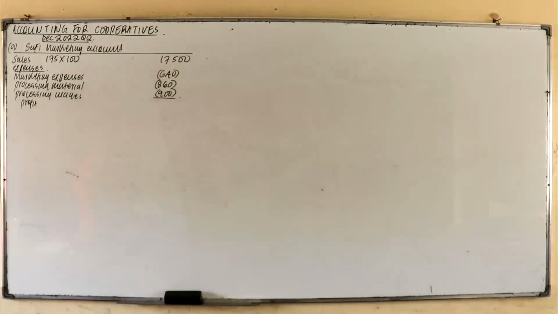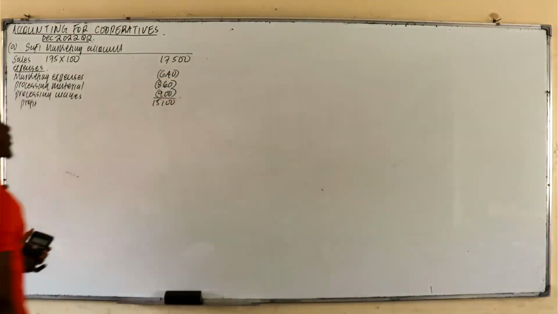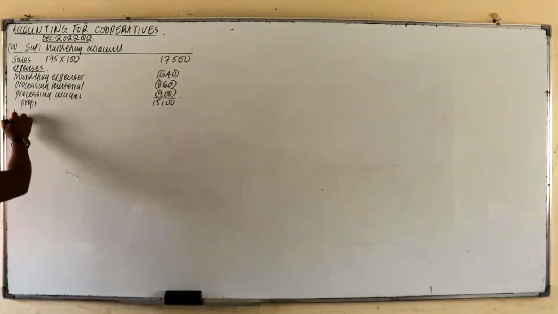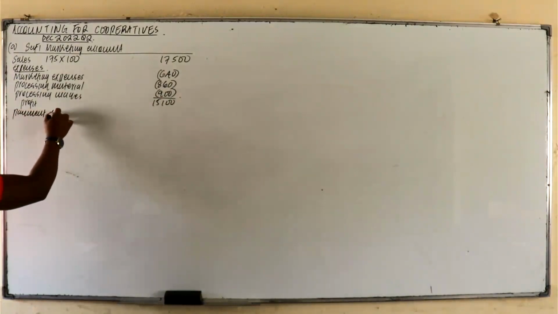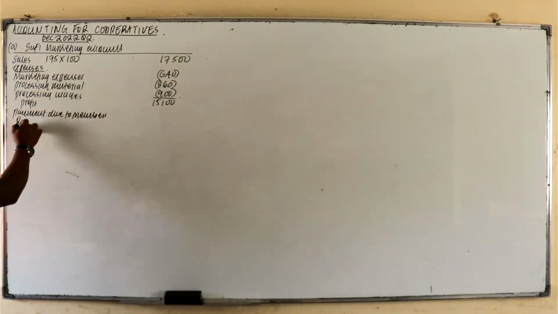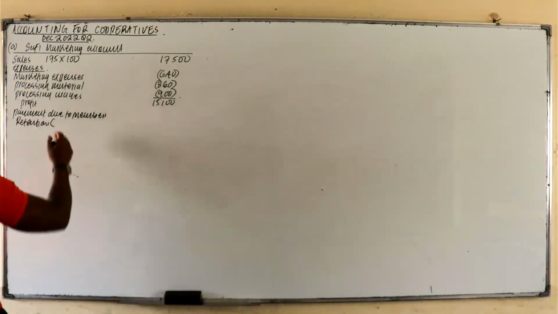So give me the profit. I'm the one now using the calculator. 17,500, you minus 640, you minus 860, you minus 900, and you get an amount of 15,100. Then from there, you need to show the amount of remittance, what we call the payment due to members, so that we see the retentions. Now, the retentions will be their profit or the commission for marketing.